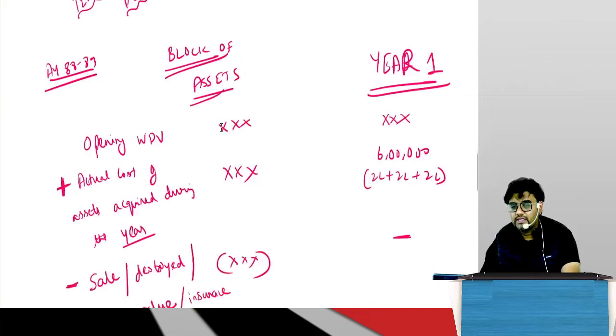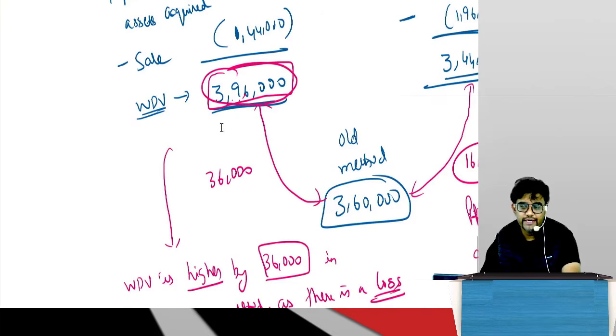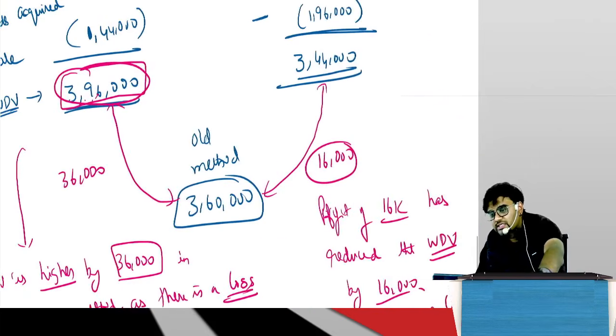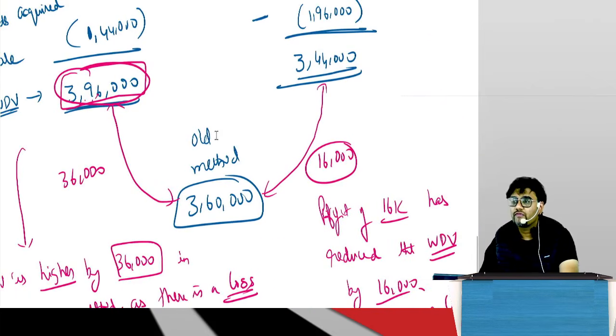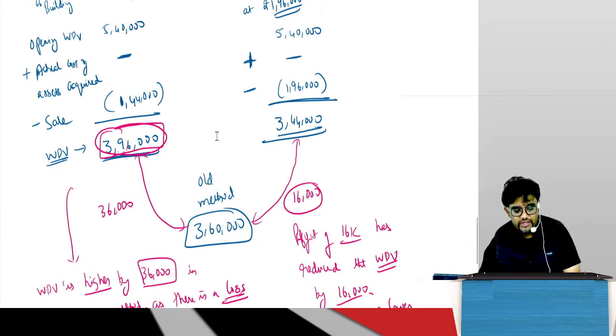On the other hand, in the block of asset concept, over the years it will be depreciated, and over the years less depreciation will be claimed to the tune of 16,000 rupees. So that is the wonderful concept of block. So with this you will have to understand how many types of blocks are there and all those things. So ultimately this is the block concept.